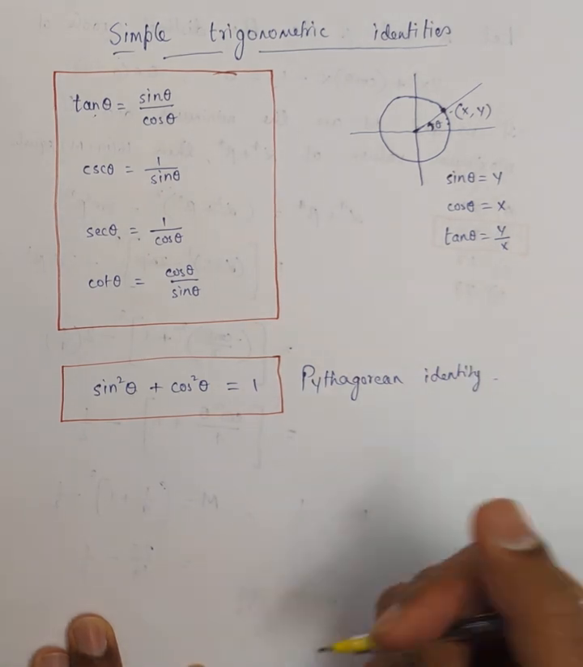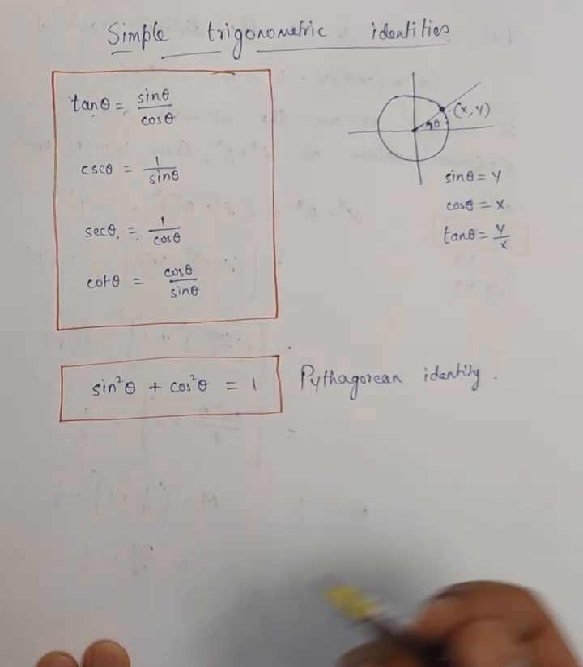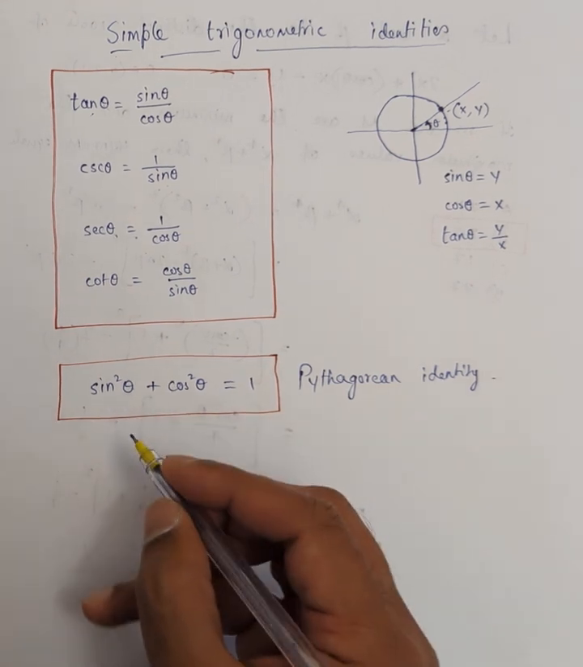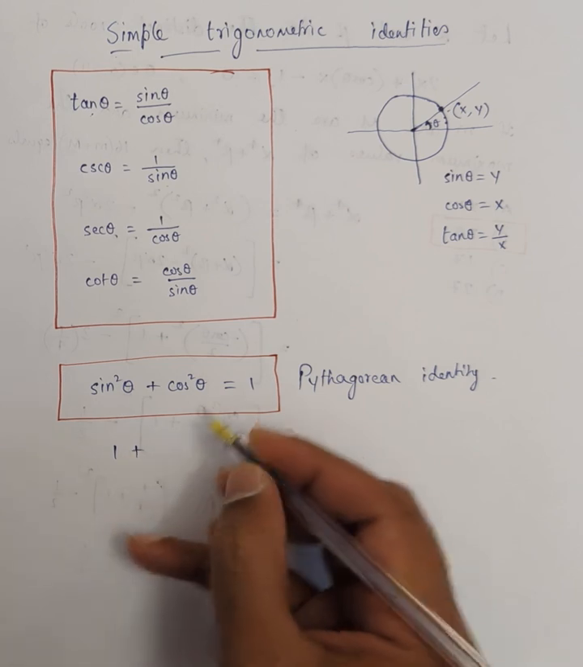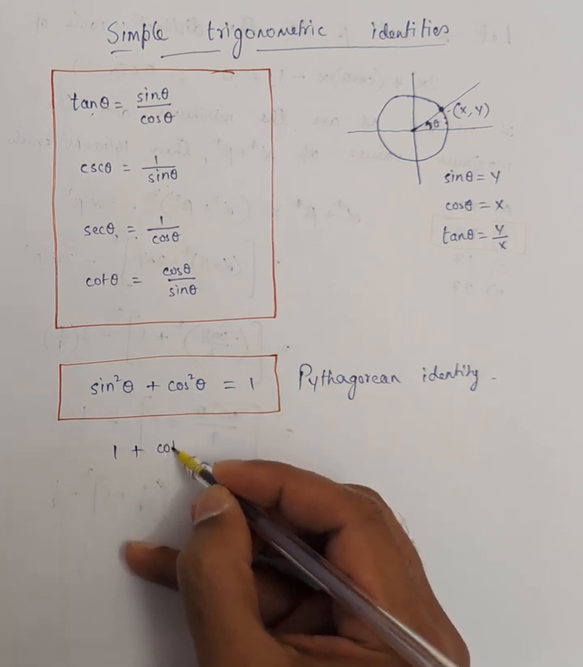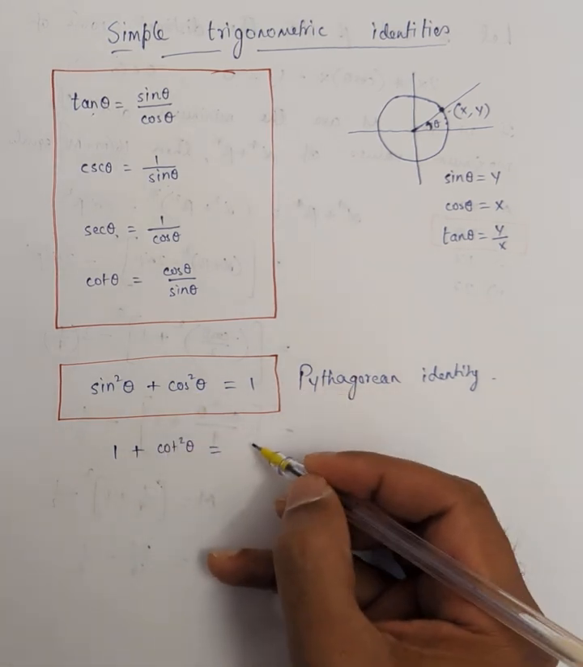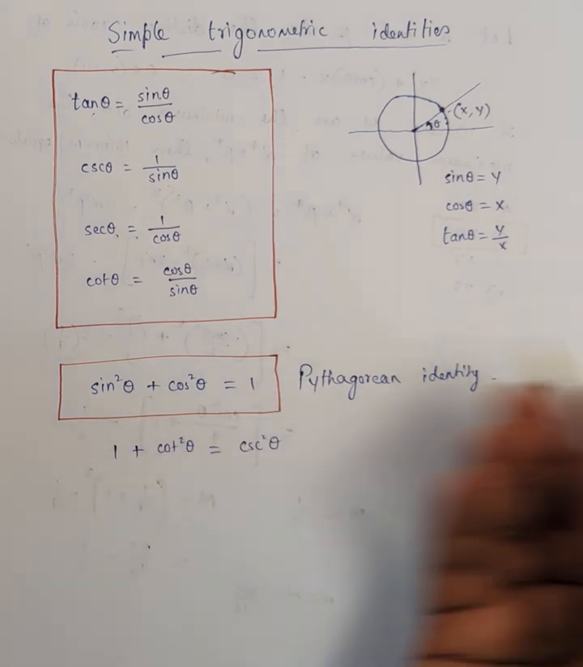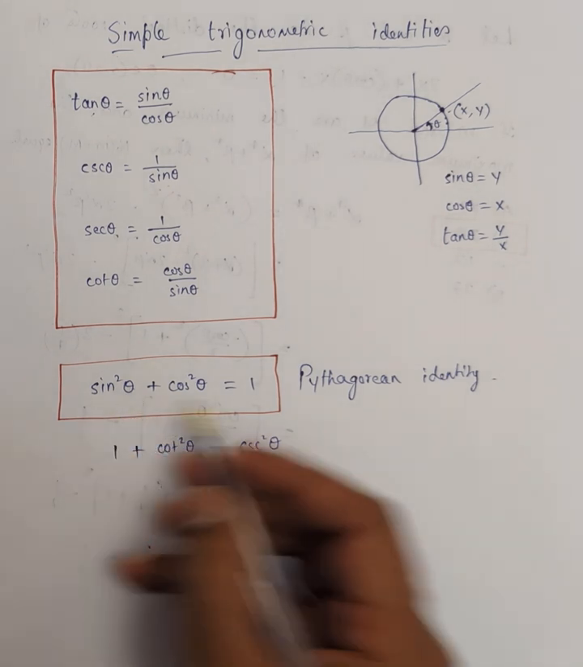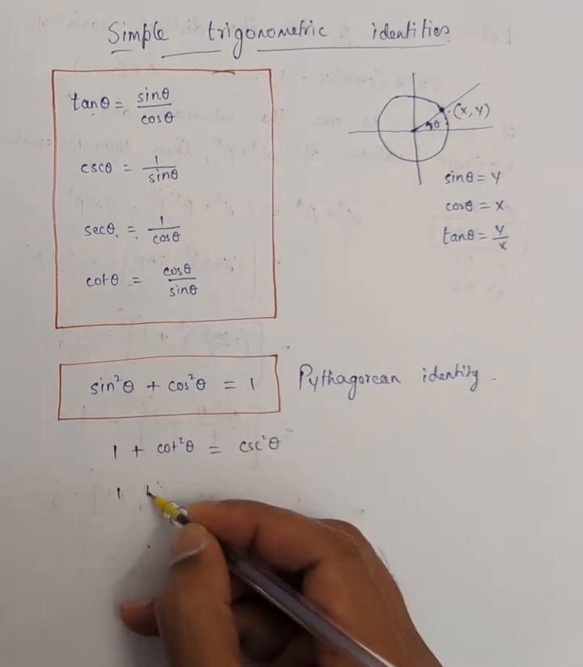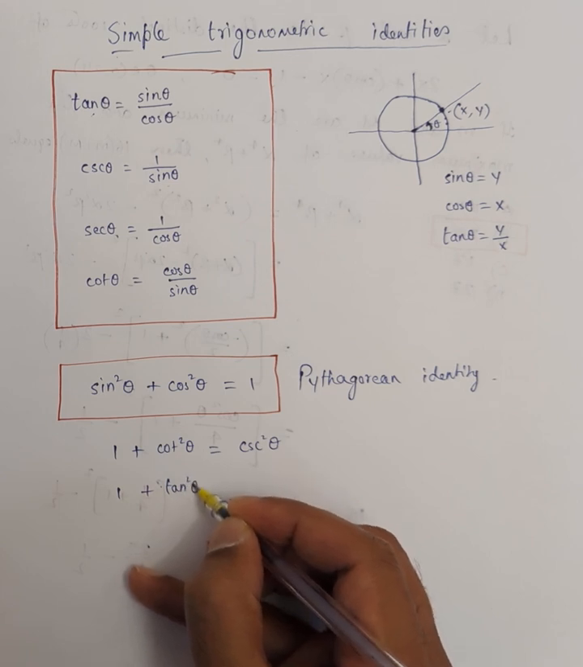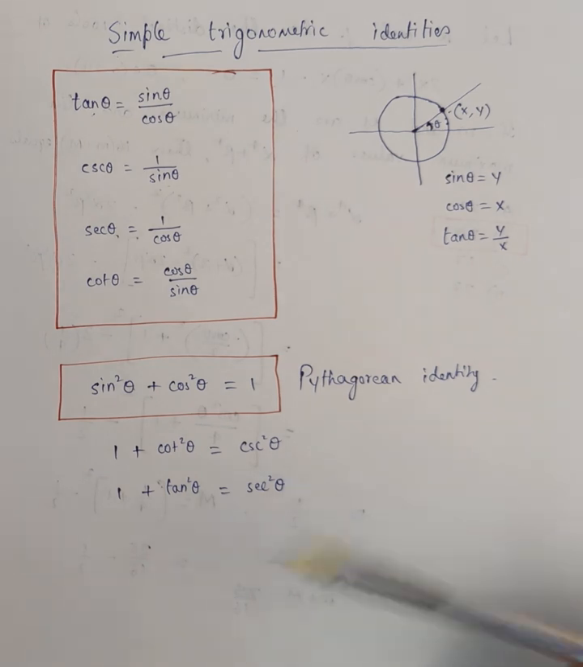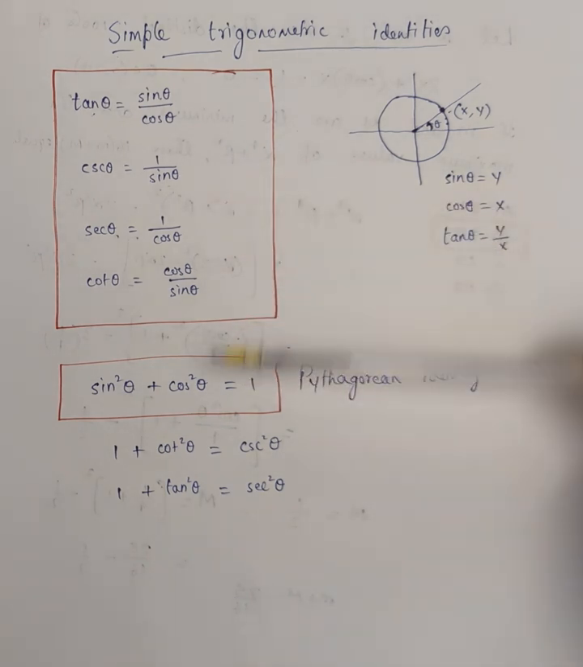Now the other 2 Pythagorean identities are, if you divide both sides by sine square, you get sine square over sine square, which is 1, plus cos square over sine square is cot square, then 1 over sine square is cosecant square. And if you divide both sides by cos square, you're going to find that you get 1 plus tan square equals secant square. Now, if this seems like a lot, at least try to remember the 1 in the boxes.